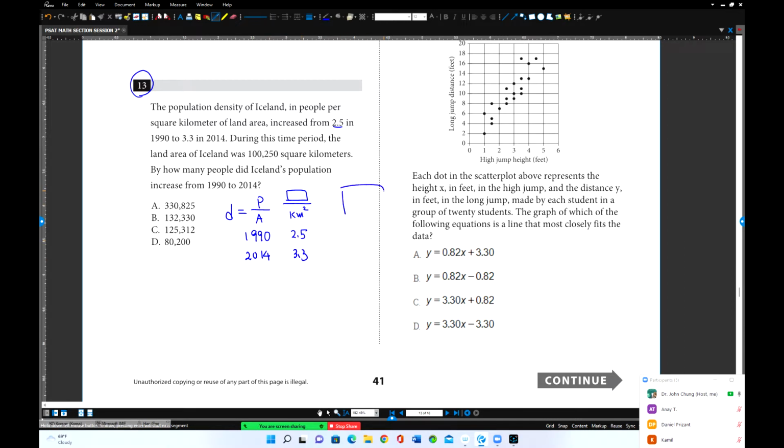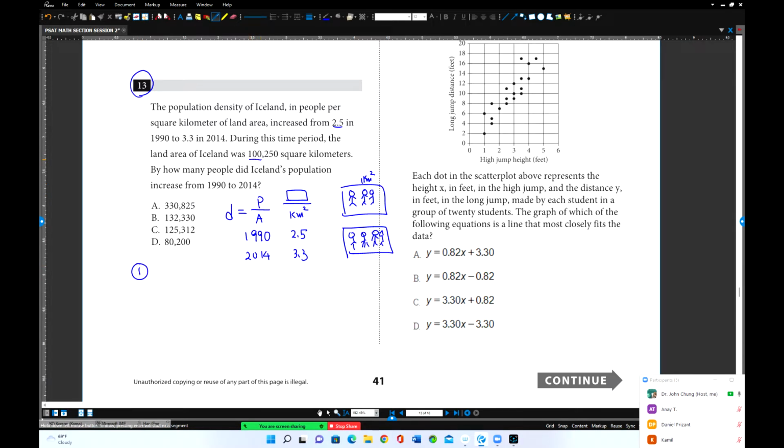In 1 square kilometer there are 2.5 people living. That is the density. But the next one is 3.3, so it increased. But they're asking you to find how many people, what population increased. Maybe you can check out the population increase.